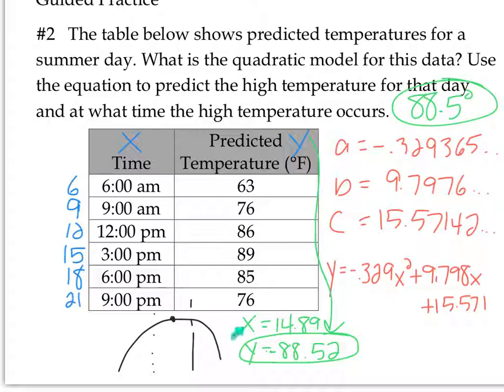Okay. Then it asks for what time the high temperature occurs. What time? So it occurred at 14.89 hours after midnight. So almost 15 hours. So close to 3 o'clock. A little bit less than 3 o'clock. So maybe like 2:50. Okay. So you predict that the high temperature would occur sometime around 2:50. Make that a little more clear there. Somewhere around 2:50 p.m. that day.